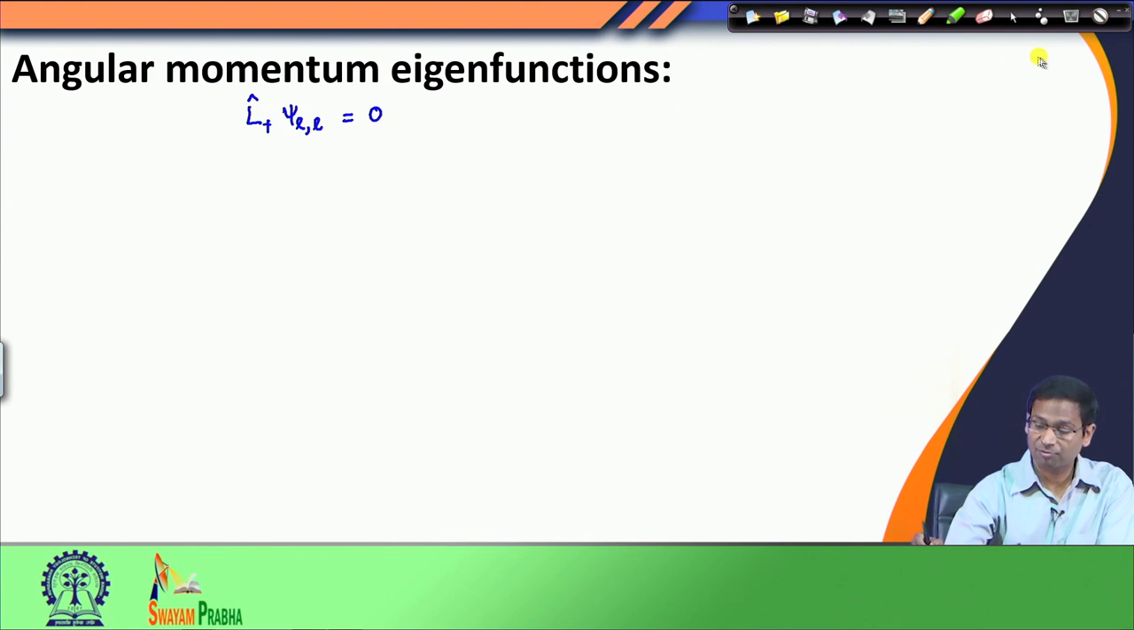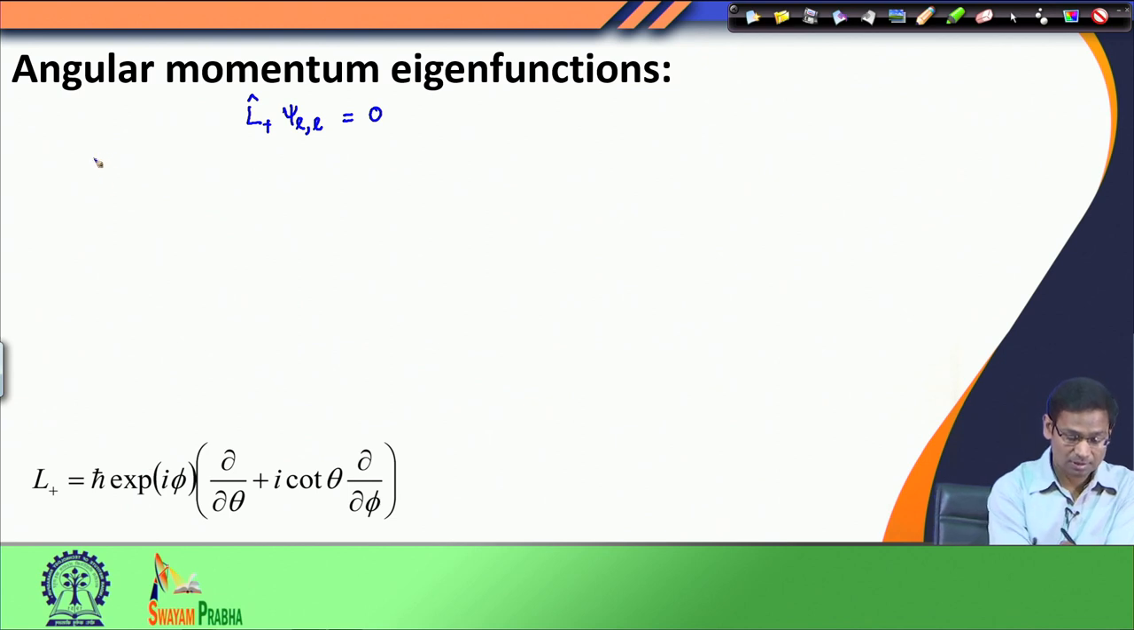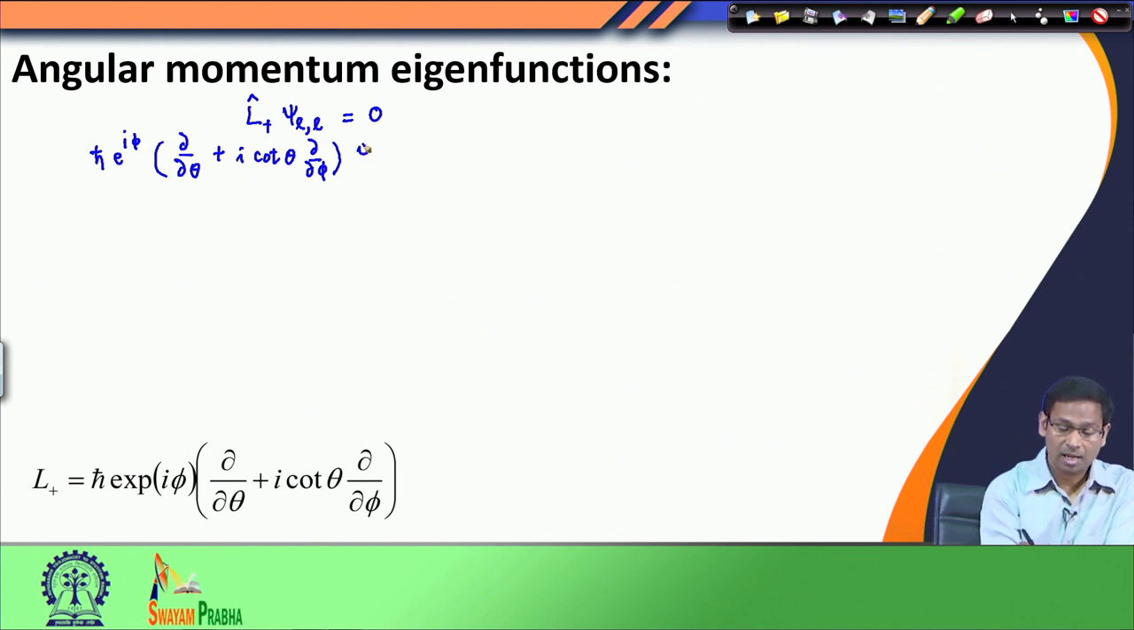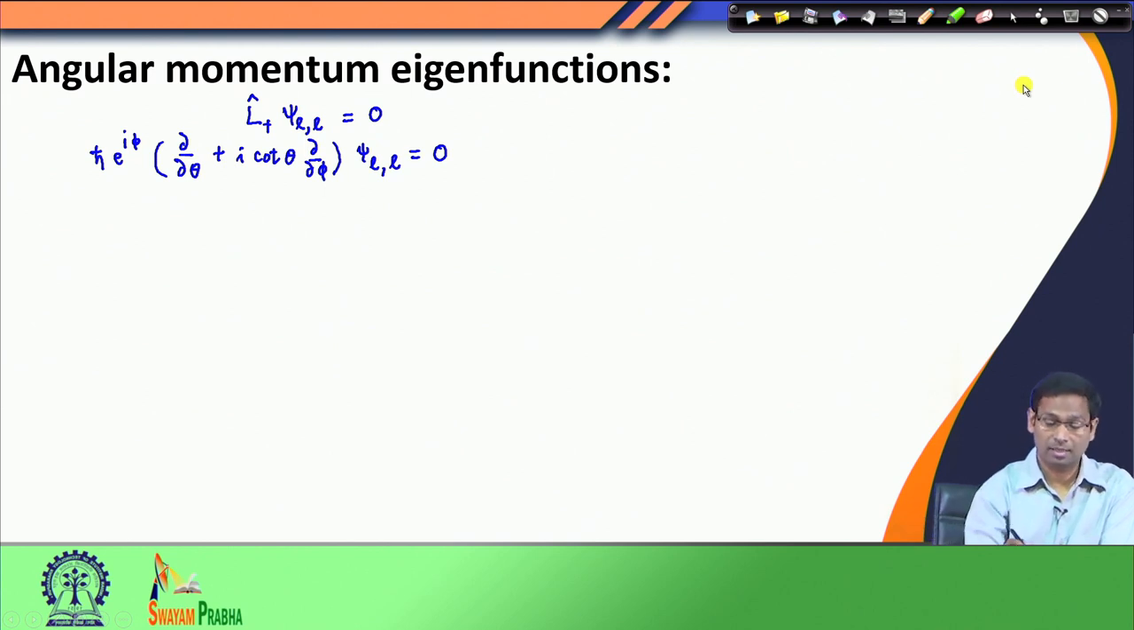Now, what is the functional form of L plus? The L plus functional form is given here, so I would now use this form. I will write h bar e to the power i phi, d by d theta. These are partial derivatives because now I am dealing with two different variables, one is theta and another is phi, i cot theta d by d phi. This is the L plus operator, and I am applying this on psi L L, the uppermost eigenfunction, and I am getting the right hand side as 0.